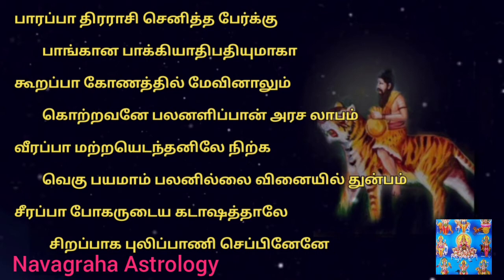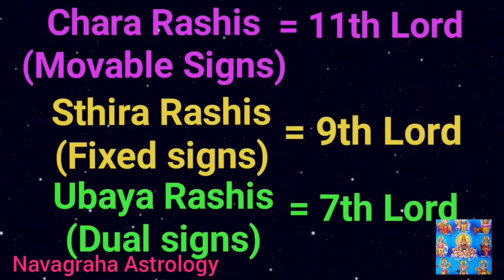Already from these two verses, we can understand that the Badhak lord will give good results if the Badhak lord is placed in a trikon house. For movable signs or chararashis, the 11th lord is the Badhak lord. For fixed signs or sthirarashis, the 9th lord is the Badhak lord. Finally, for dual signs or uberashis, the 7th lord is the Badhak lord.